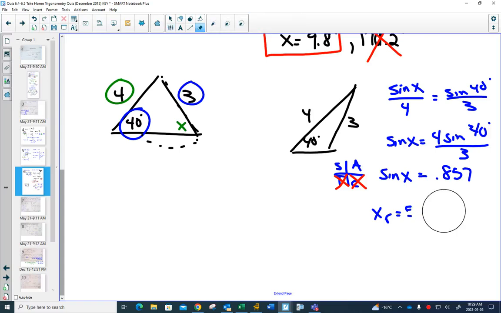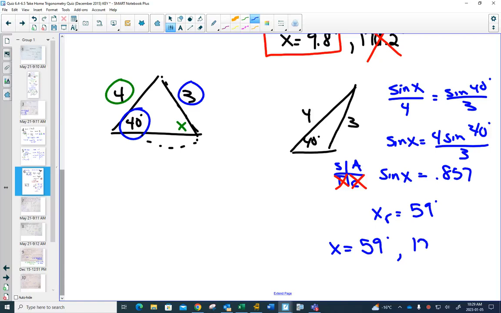Here I'll round it to the nearest degree, 59 degrees, so that in quadrant 1 it would be 59 degrees, in quadrant 2 it would be 180 minus 59 degrees, 121 degrees, and if we look, both the 59 and the 121 still are possible, because they don't add up to more than 180.